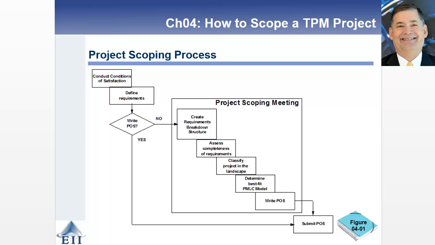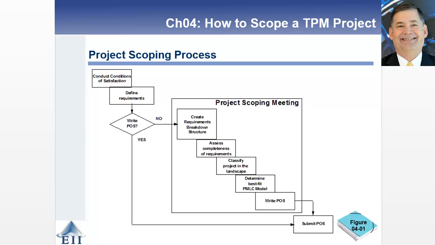But at the beginning of the project, you want to sit down and, being concise and succinct, just get what will make you happy? What will, at the end of the day when we finish the project, leave you satisfied with a particular project? From that, you can define requirements, and then at that point make a determination. Is this a simple project? If so, then go ahead and write the project overview statement and submit it for approval.